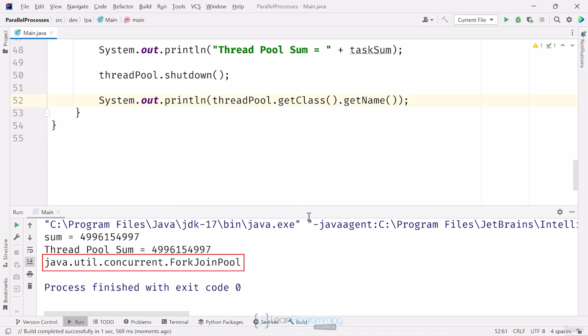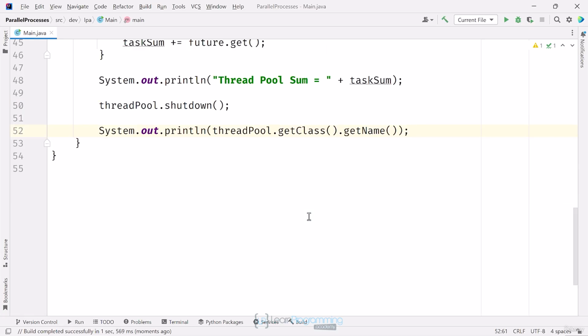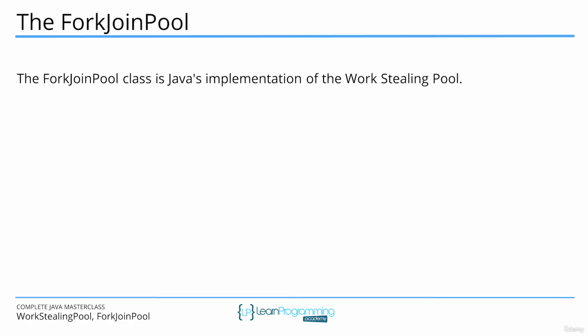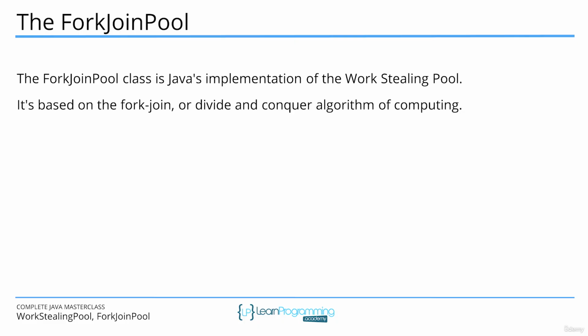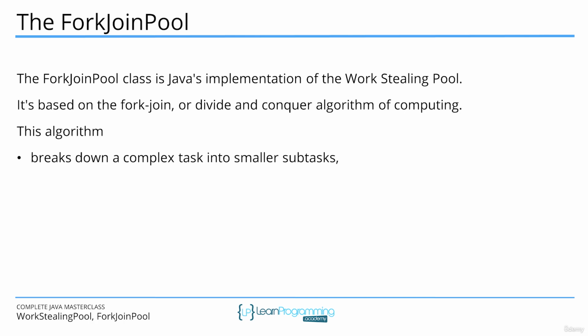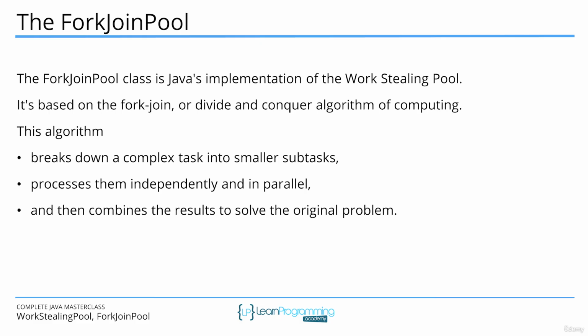I see that the thread pool is really something called a fork join pool. The fork join pool class is Java's implementation of the work stealing pool. It's based on the fork join or divide and conquer algorithm of computing. This algorithm breaks down a complex task into smaller subtasks, processes them independently and in parallel, and then combines the results to solve the original problem.